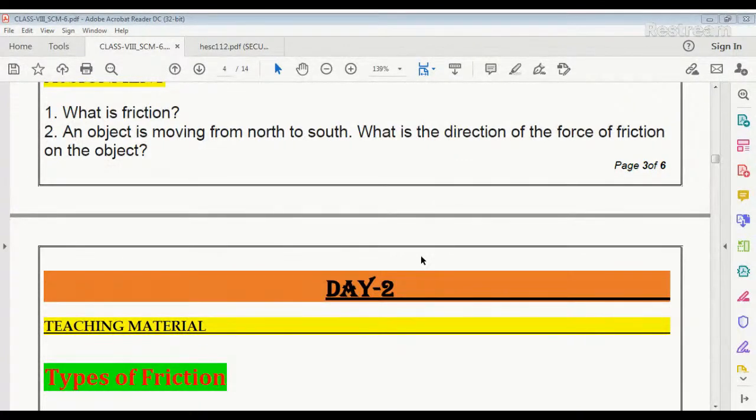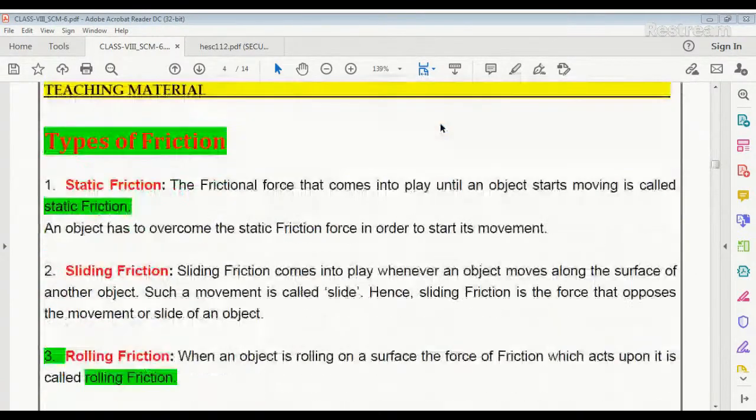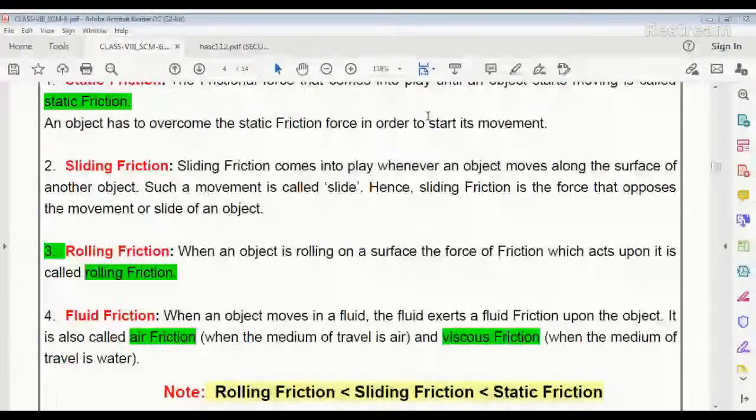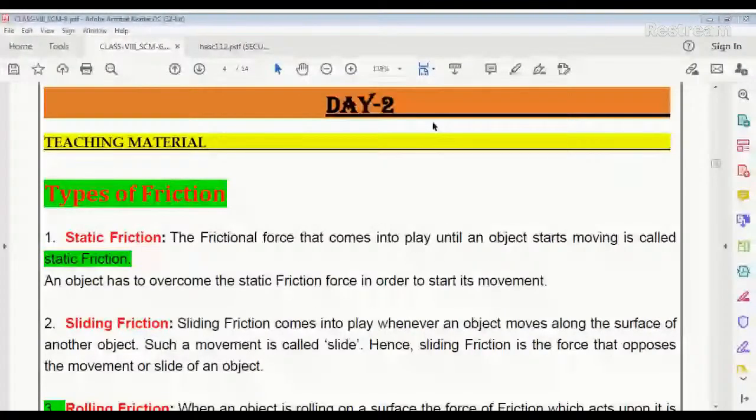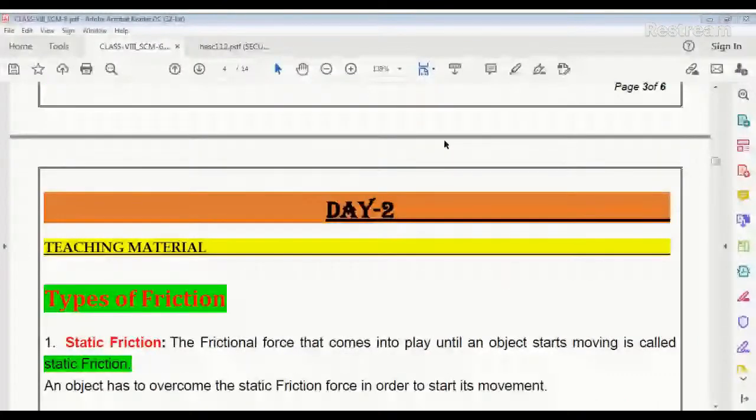Okay, now friction. Now when it comes to friction, there are four main types of friction. The first one is rolling friction, next is sliding friction, next is fluid friction, and next is static friction, as you can all see. First, we'll start with our static friction.